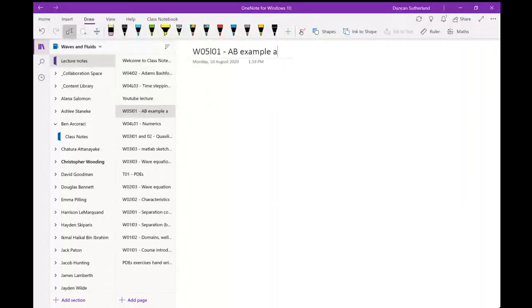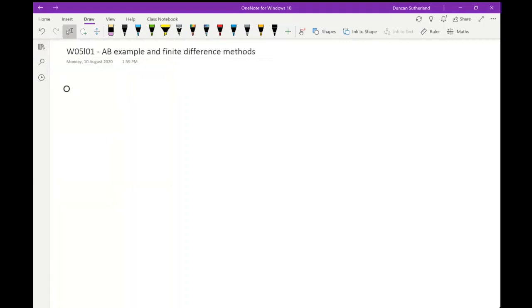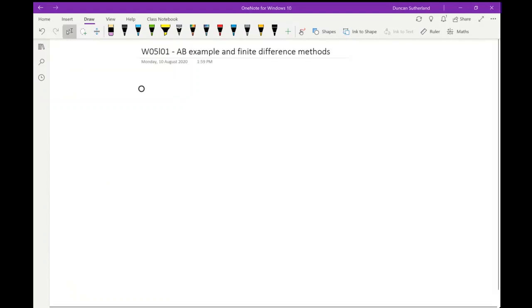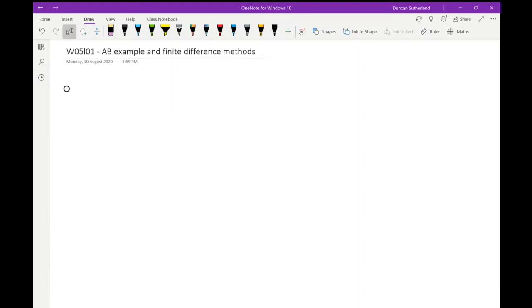So we're going to start talking about finite difference methods. Now, we've seen that the Euler method is like taking finite steps in time. All we're going to do now is extend that idea to space.